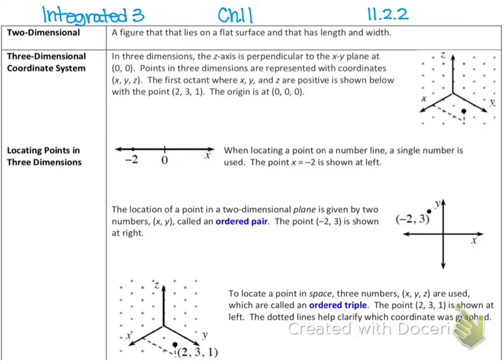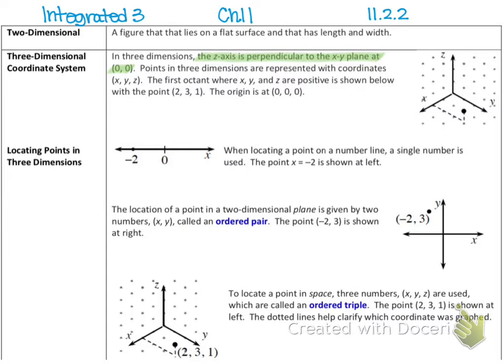One thing to note is that in 3 dimensions, the Z axis is perpendicular to the XY plane at 0, 0. It's going to look like the XY axes are swiveled around, and our Z axis is now the vertical axis, which you can see over to the right hand side here. And then locating points in 3 dimensions.